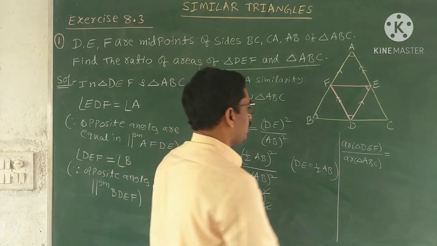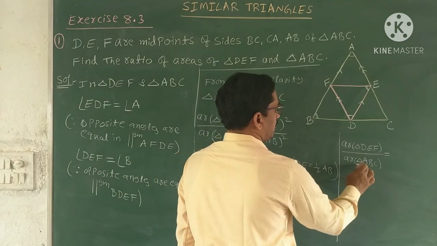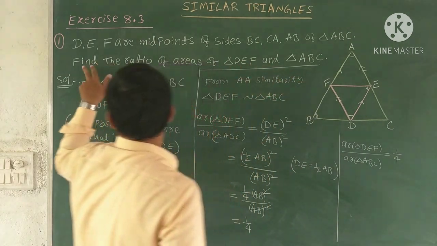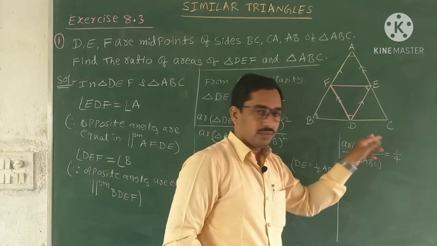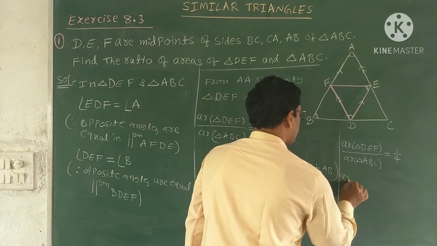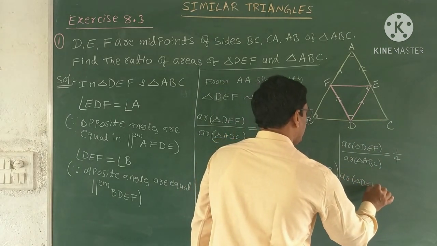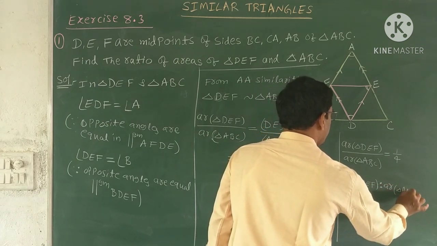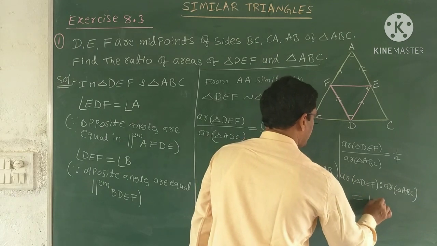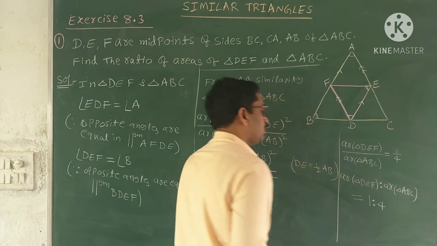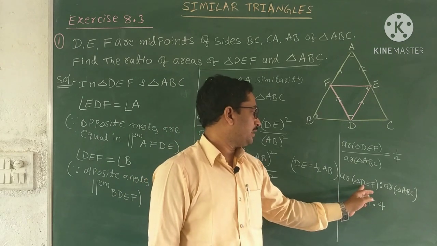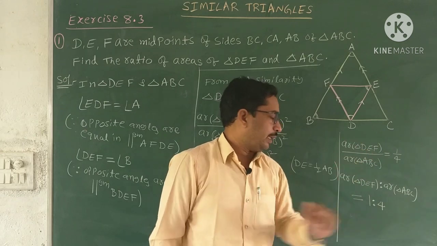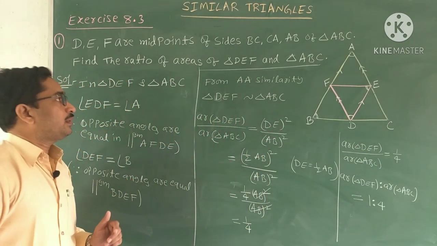The answer is 1 by 4. So area of triangle DEF by area of triangle ABC equals 1 by 4. So the ratio of their areas is 1 by 4, or we can write area of triangle DEF is to area of triangle ABC equal to 1 is to 4. So 4 times the area of triangle DEF gives the area of triangle ABC. It is an important problem from the exam point of view.